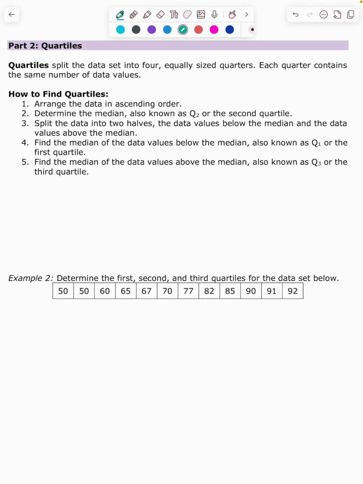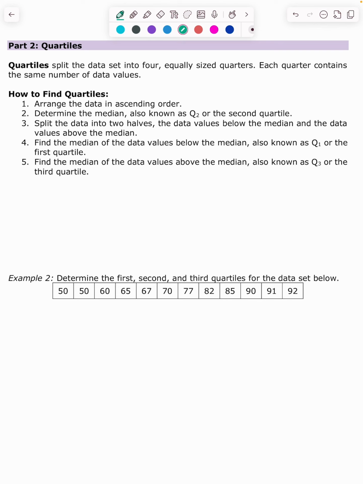All right, we're going to move on to quartiles. Quartiles are used to split our data set into 4 equally sized quarters. Each quarter should contain the same number of data values. So the way we find quartiles when we're doing these by hand is to first arrange our data set in order. Then we're going to find the median. This is also known as Q2 or the second quartile.